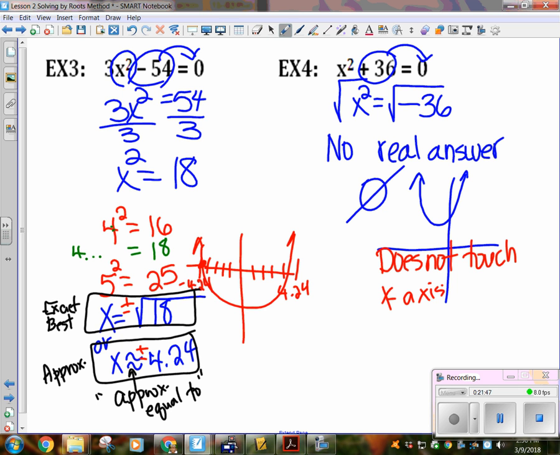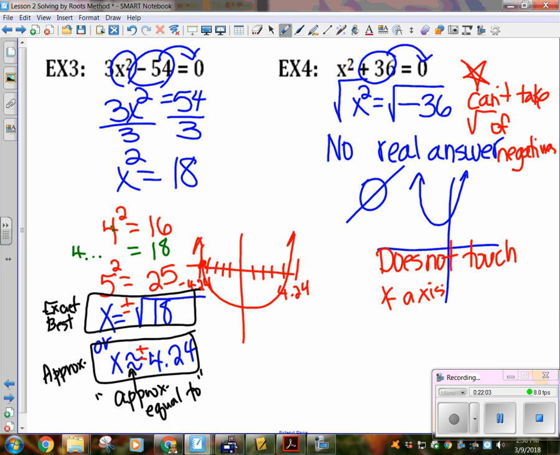So you got to be careful. Pay attention. Those negatives can have a real big meaning. So right here, I put myself a note. You can't take the square root of negatives. So that means I'd have no real answer.